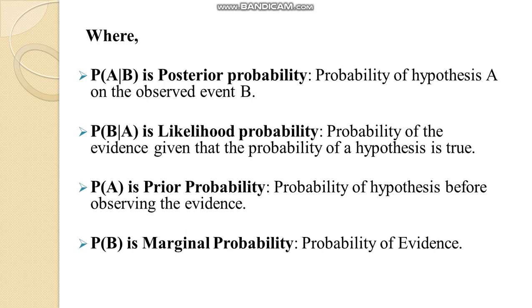P(A|B) is the posterior probability, that is the probability of hypothesis A on the observed event B. P(B|A) is the likelihood probability, that is the probability of evidence given that the hypothesis is true. P(A) is the prior probability, that is the probability of the hypothesis before observing the evidence. P(B) is the marginal probability, which represents the probability of the evidence.